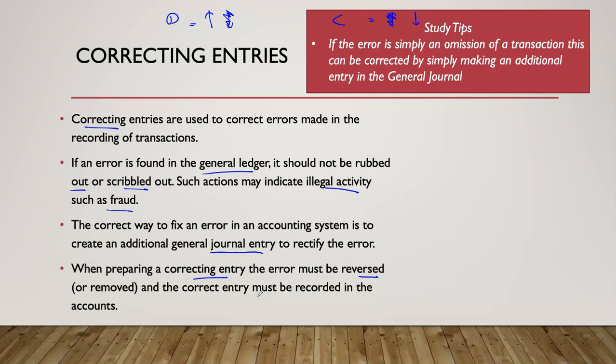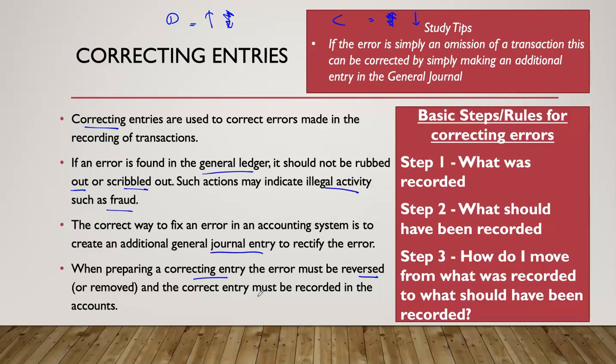Now, one thing to just remember, if the error was just an omission, we forgot to put it in, you don't need to worry too much, you just make the additional entry. However, if it is not just an omission, we have a 3-step process to go through. And I recommend, even if you are feeling so confident with your debits and credits, that you follow this 3-step process.